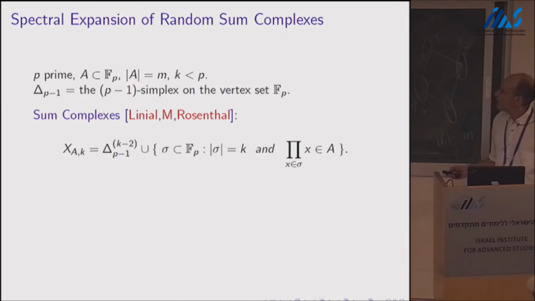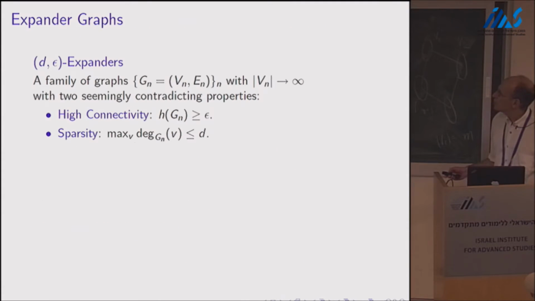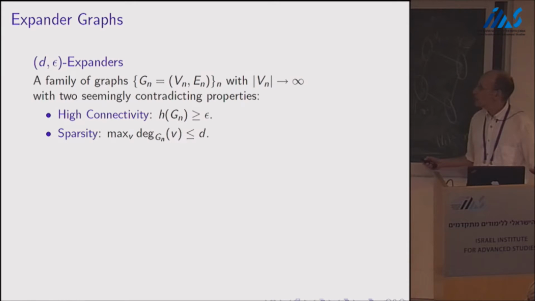Now, in the remaining time, okay, let me jump. I'd like to talk about some probabilistic construction of expanding complexes. But let's go back to graphs. An expander graph is a family of graphs which have these two seemingly contradictory properties. One is that it has high connectivity in the sense that the Cheeger constant is bounded away from 0. And on the other hand, it's sparse, so its degree is uniformly bounded by d.